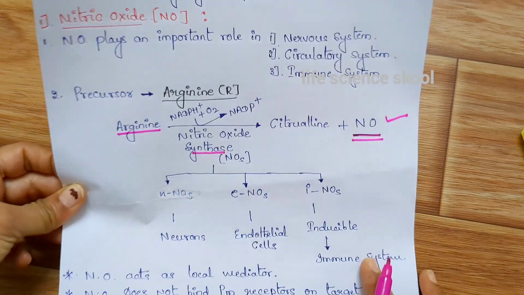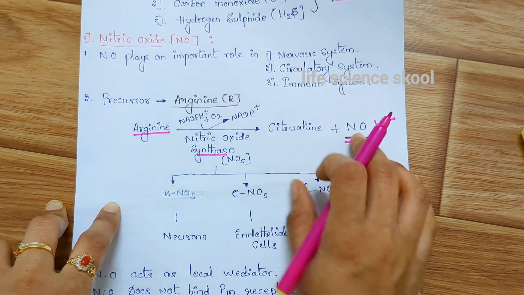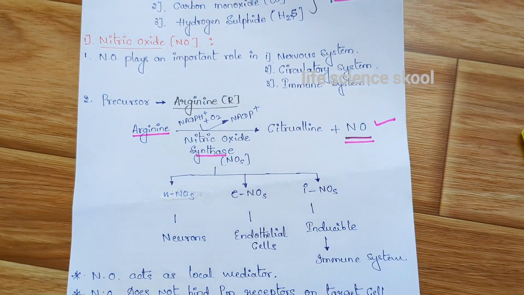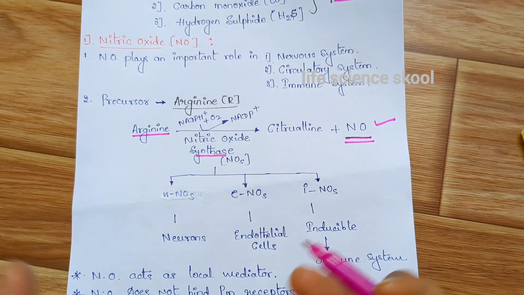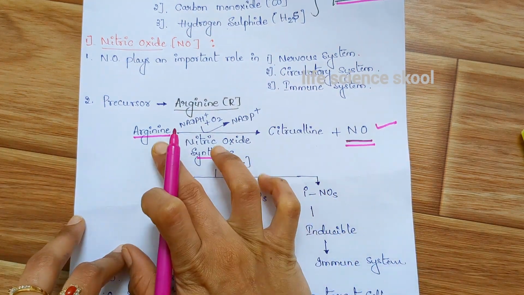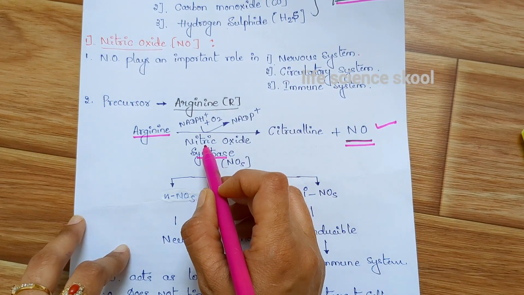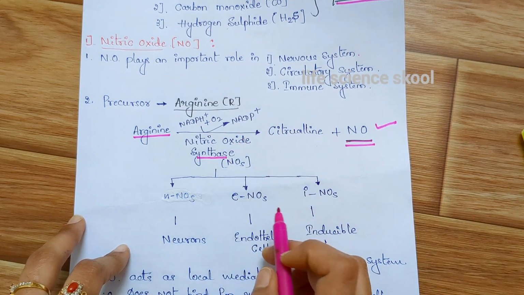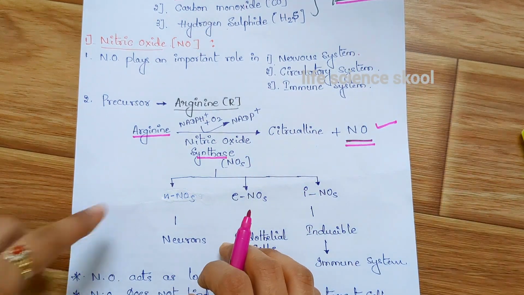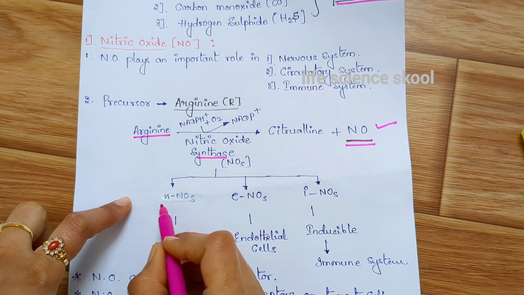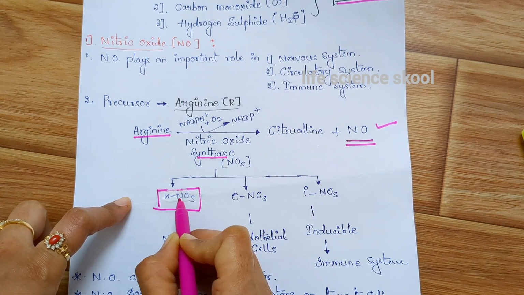And there are different nitric oxide synthases. If any kind of reaction has to take place, the enzyme has a major role. To convert arginine into citrulline and nitric oxide, the presence of this enzyme, nitric oxide synthase, is a must. And this nitric oxide synthase is present in different parts. In neurons it is represented as NNOS.